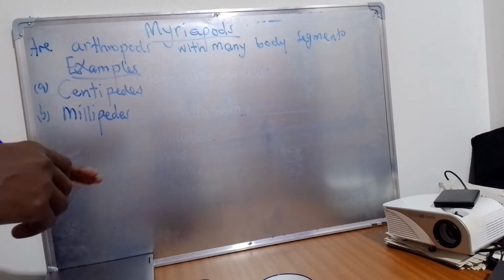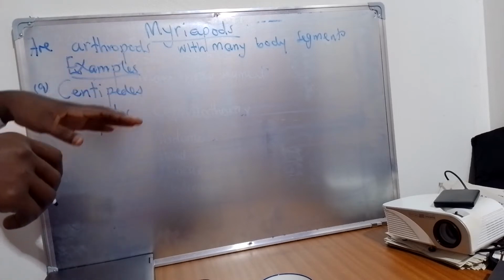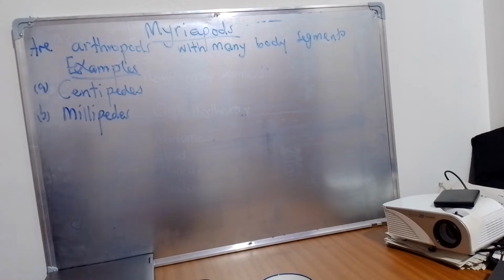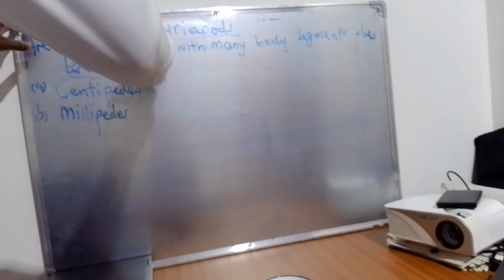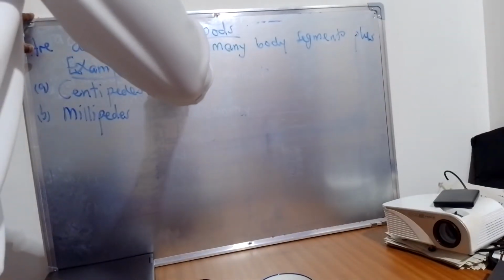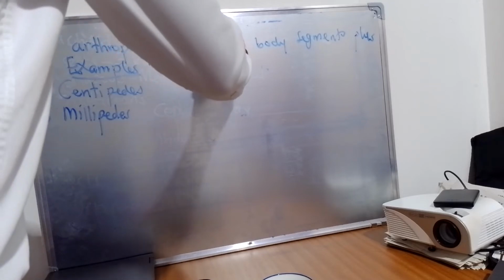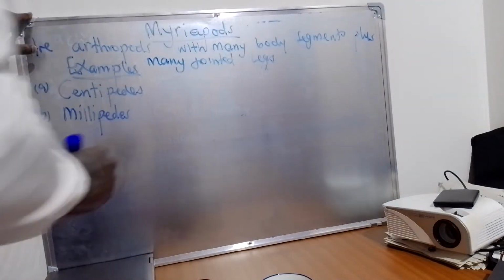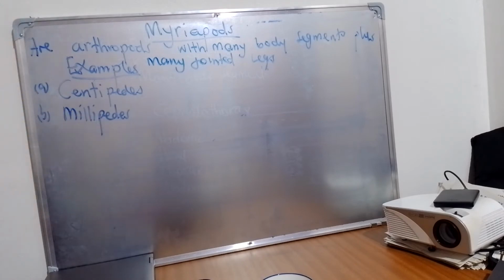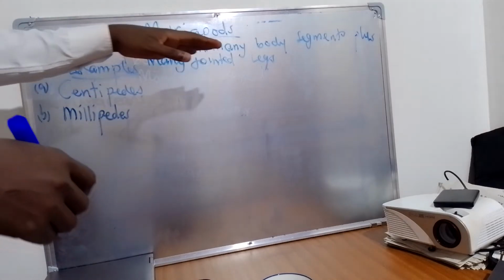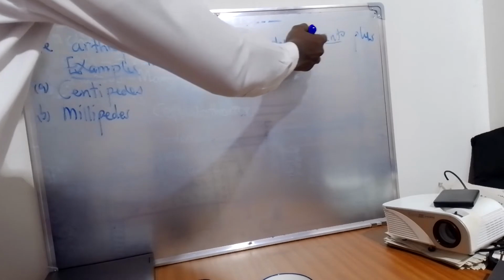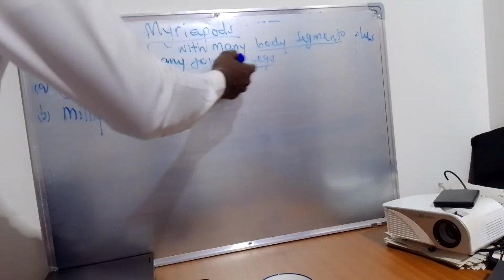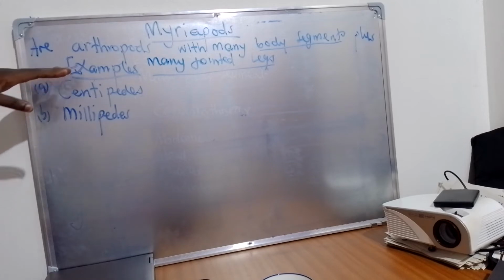Arthropods with many body segments plus many jointed legs. That's how we can distinguish myriapods from other groups of arthropods, for they have many body segments and many jointed legs. Examples include centipedes and millipedes.